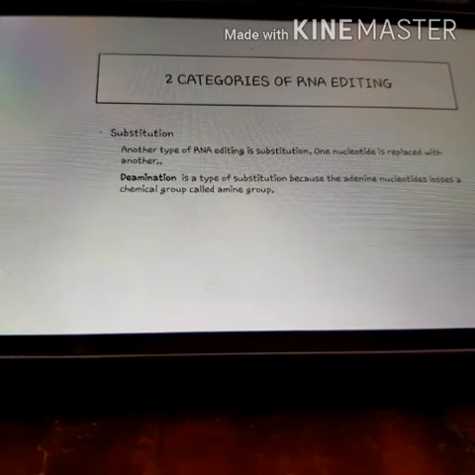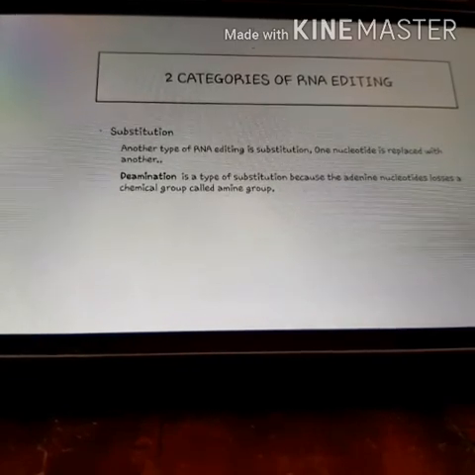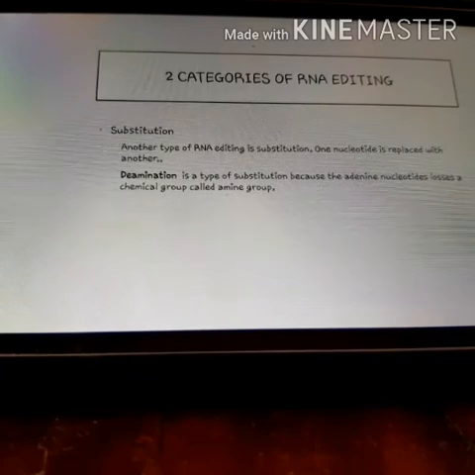So deamination is a type of substitution because the adenine nucleotide loses a chemical group called an amine group.